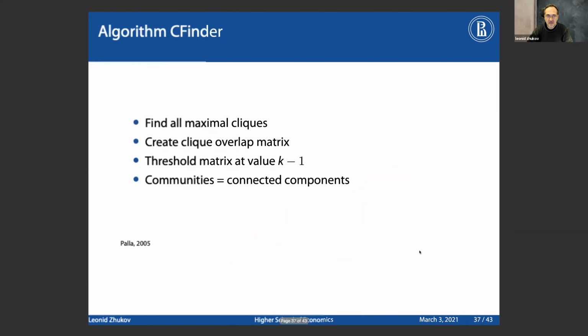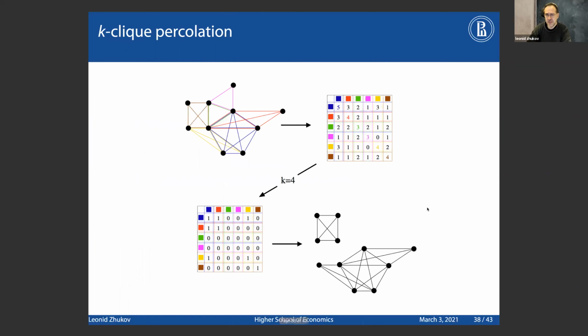Now, in the algorithm itself, it's done slightly differently. Instead of actually moving and doing this rolling of the clique, you find those maximal cliques and you just look for overlap. And then you threshold this overlap at the value k-1. So if you have 4-cliques, you threshold at 3 nodes. And everything that is less than 3 nodes just means you will not be able to roll through them. If you have 3-cliques, you threshold at 2 nodes, and so on. And what you get as a result of the threshold, those connected components will be your communities. So this is what it looks like.